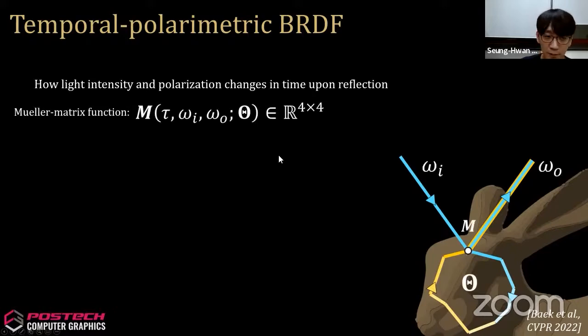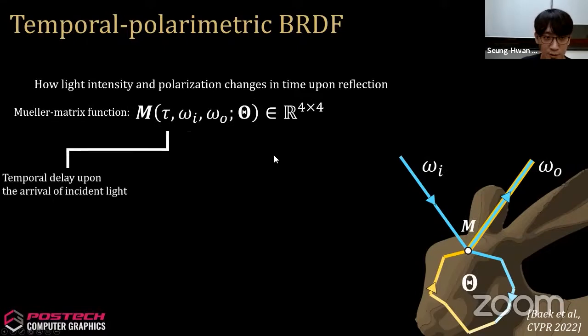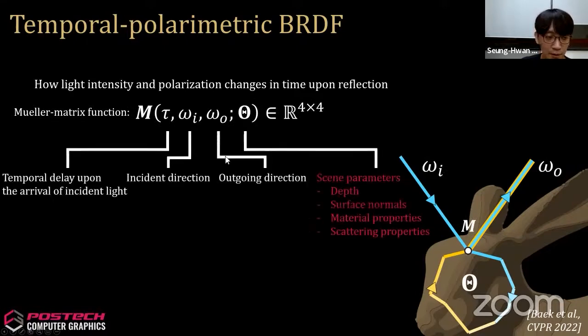We proposed a Mueller matrix function, a 4x4 function, that is dependent on the temporal delay, incident and exitant directions, and some scene parameters. It is very similar to our previous polarimetric BRDF, but the difference is that we added an additional dimension of light transport, which is the time of flight. This tells you how scene parameters are related to the captured measurements of a time of flight camera in consideration of polarization.